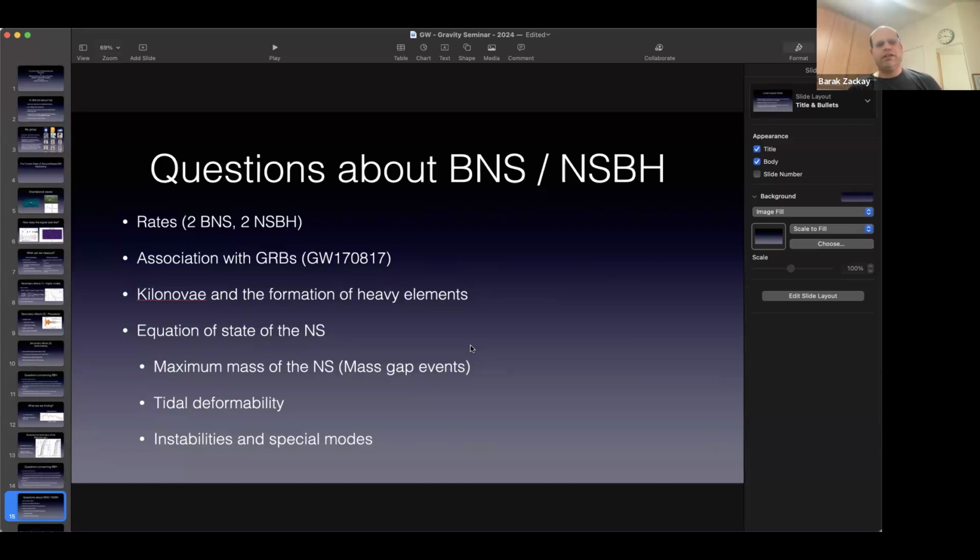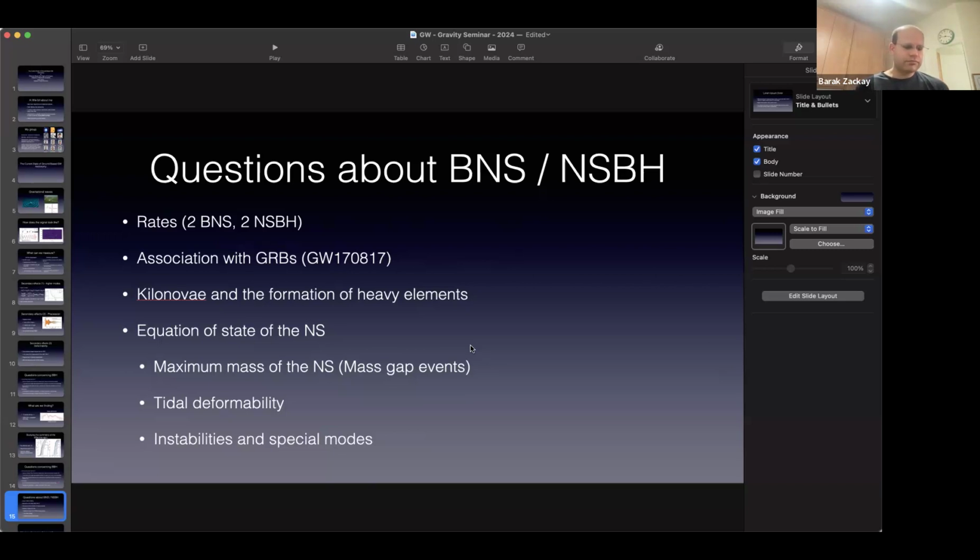The equation of state of the neutron star is still unknown, and LIGO actually has a fair chance of measuring some of it. As I said, you could measure tidal deformability from maybe a lucky low mass neutron star merger. We could measure the maximum mass of the neutron star, but I'm not sure how LIGO would know it's a definite neutron star. So maybe you'll have to also have a GRB at the time.